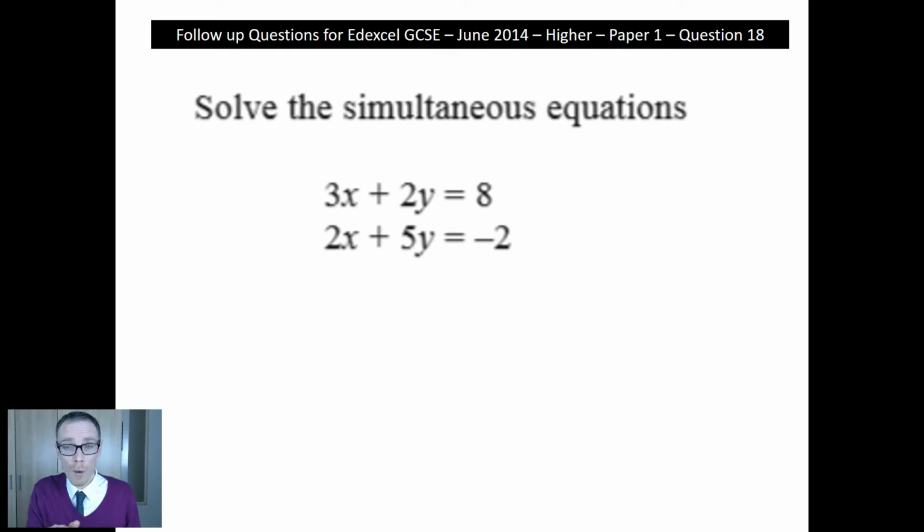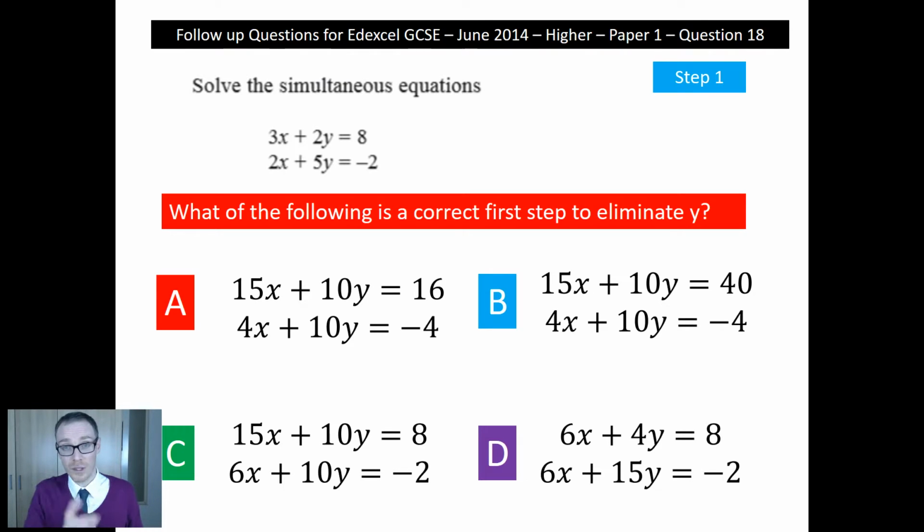So there's no point whatsoever in me just asking that question and then saying option A, x is 5, y is minus 2. Answer B, x is 3, y is 2. Doesn't tell me anything because I don't know where in the process they've gone wrong. But what I can do is break this down into several diagnostic questions. So let's take the same question and instead ask this. Step 1, which of the following is a correct first step to eliminate y?